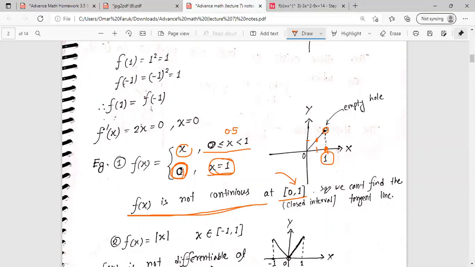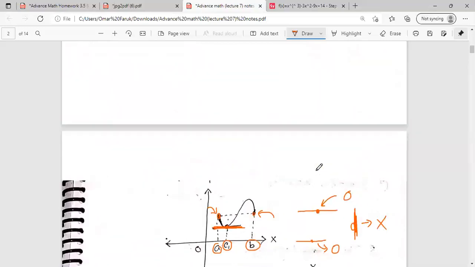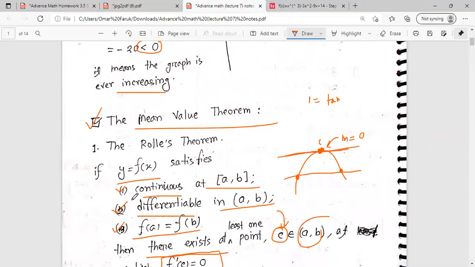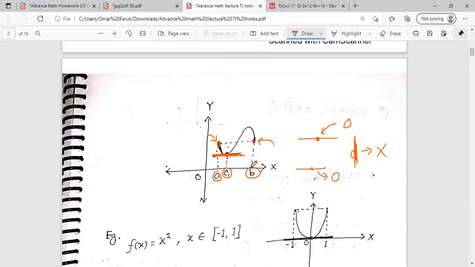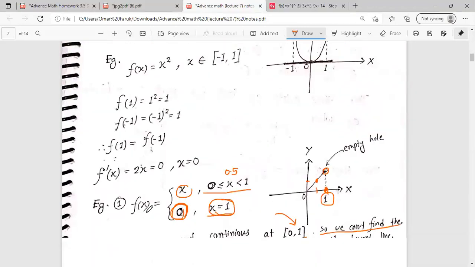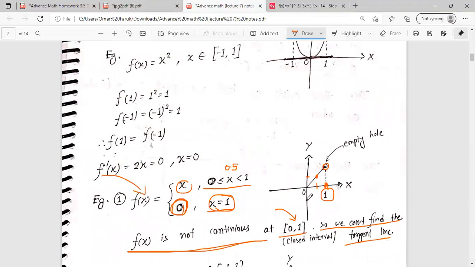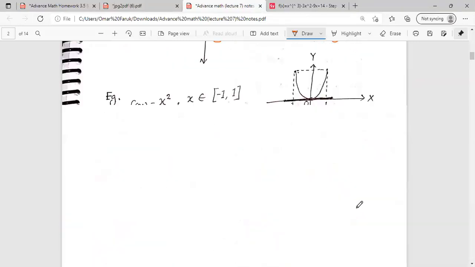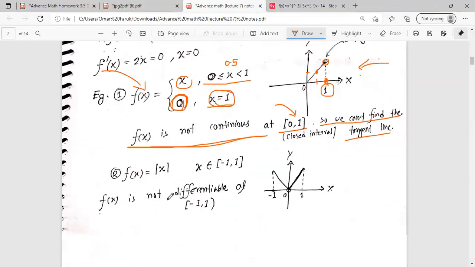So if this function is not continuous, we cannot find the tangent line. We cannot find the tangent line at this point. So you can notice here, this function has to be continuous at the point (a, b), right? But here in this example, this function is not continuous, right? So that's why it doesn't have a tangent line.